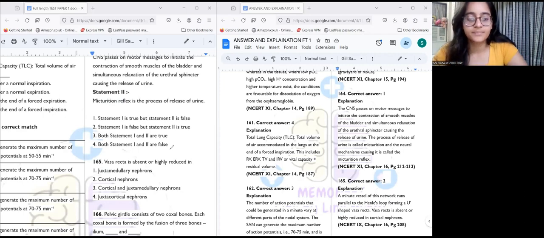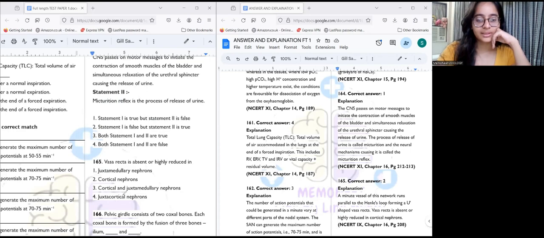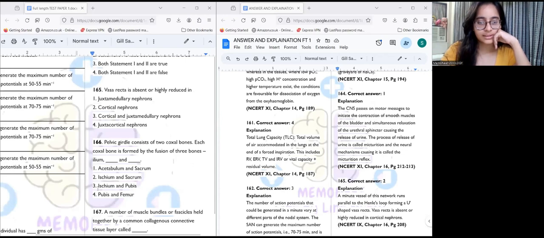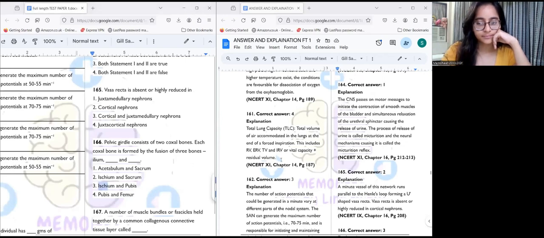So it is present. In 166, the pelvic girdle consists of two coxal bones. Each coxal bone is formed by the fusion of three bones, which are ilium, ischium, and pubis. What are the three bones present in the ear? Malleus, incus, stapes. That's right. So ilium, ischium, and pubis is the correct answer. So the answer is 166.3.